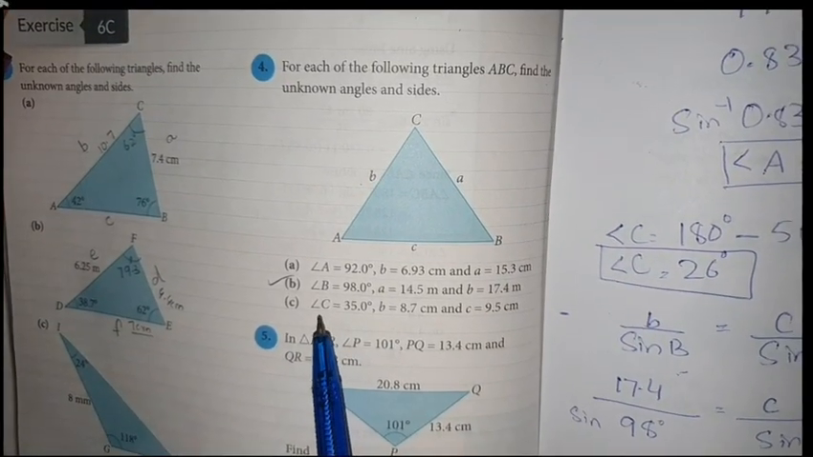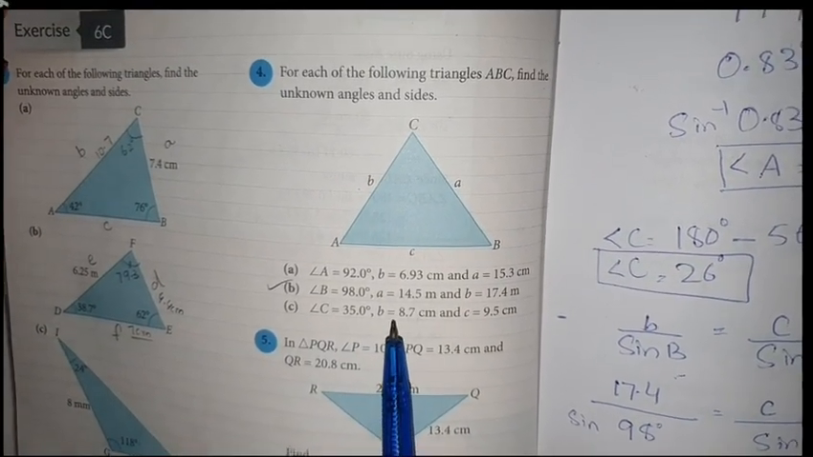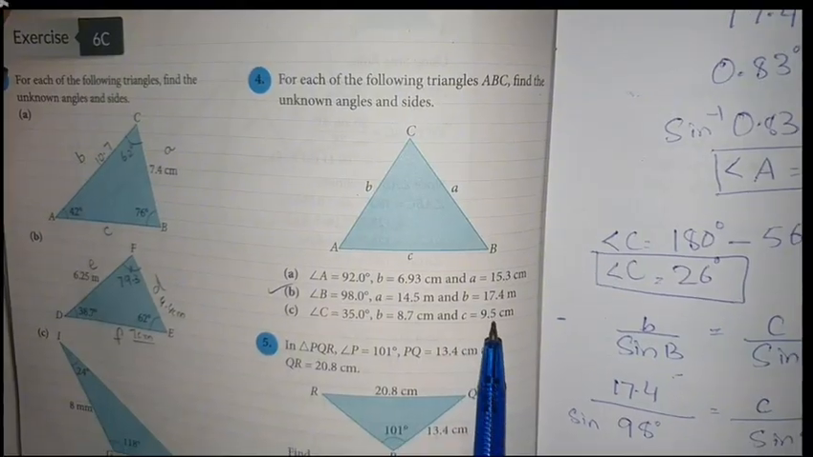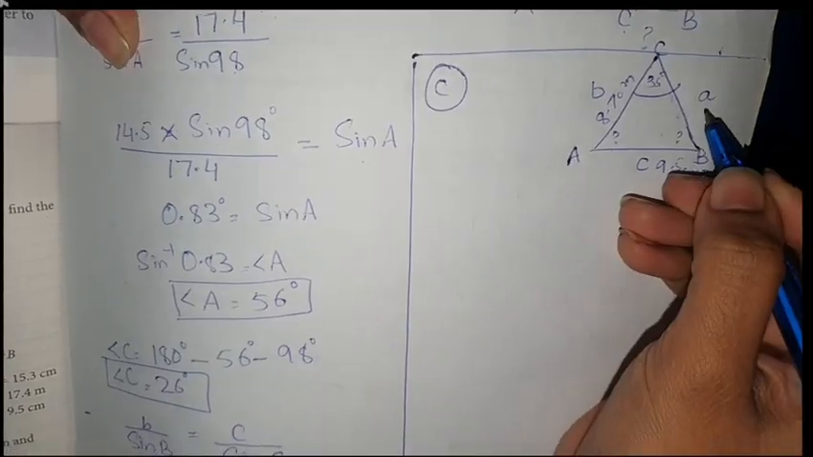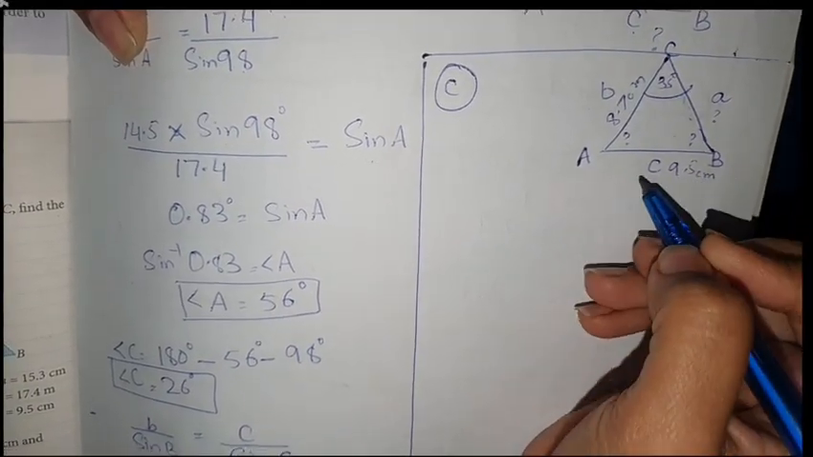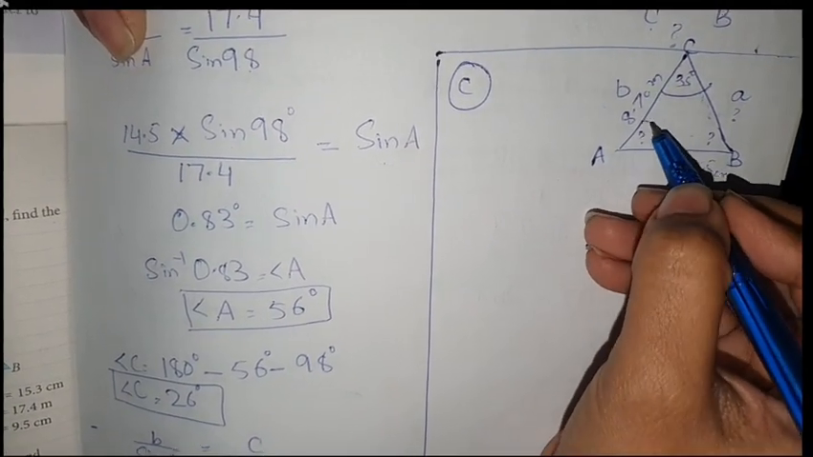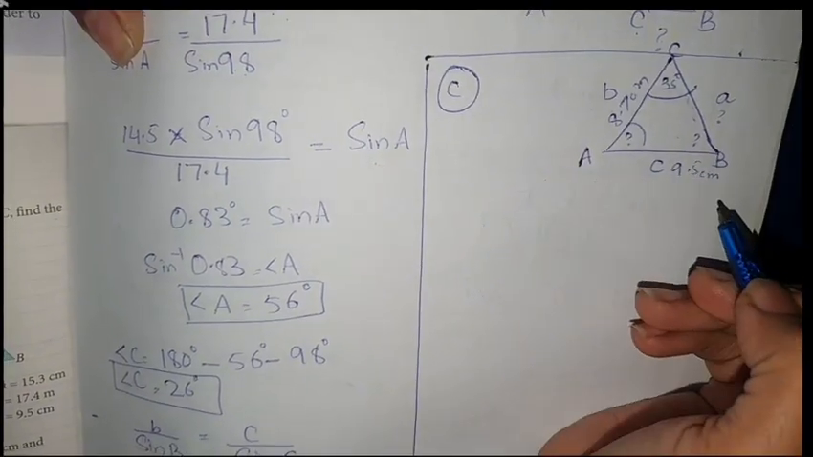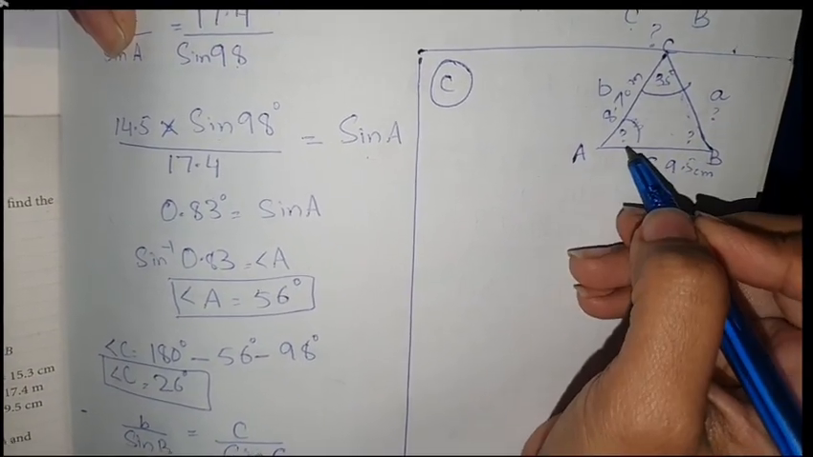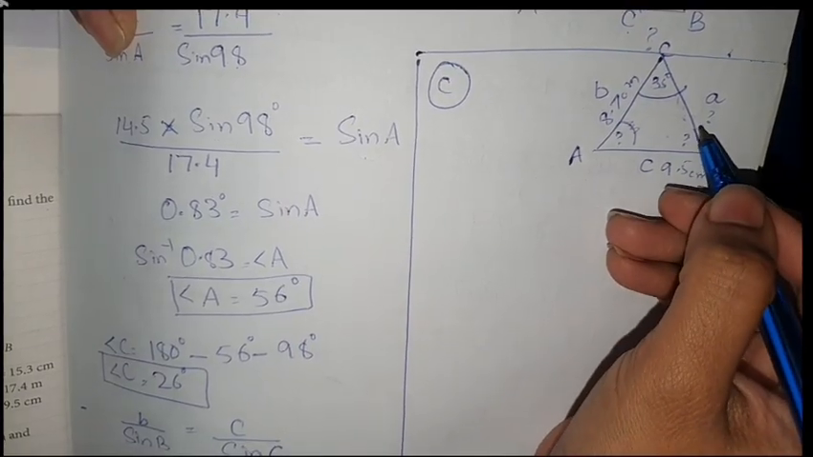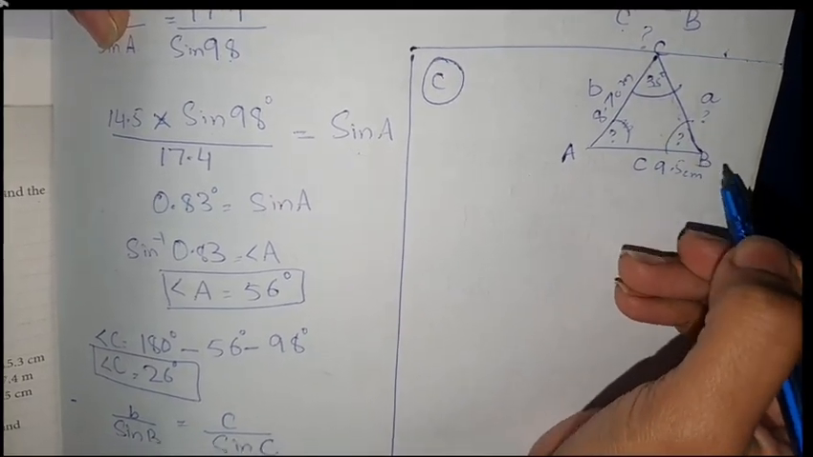Now move to part C. Angle C is equal to 35 degrees. Side B is 8.7 and side C is 9.5 centimeters. Okay, now we have to find out all the unknowns. We don't know angle A, we don't know angle B, we don't know side A. First of all we are finding out angle A, but we cannot find it because we don't know angle A and side A, both of the things we don't know, so we cannot do this. So we can find out angle B.